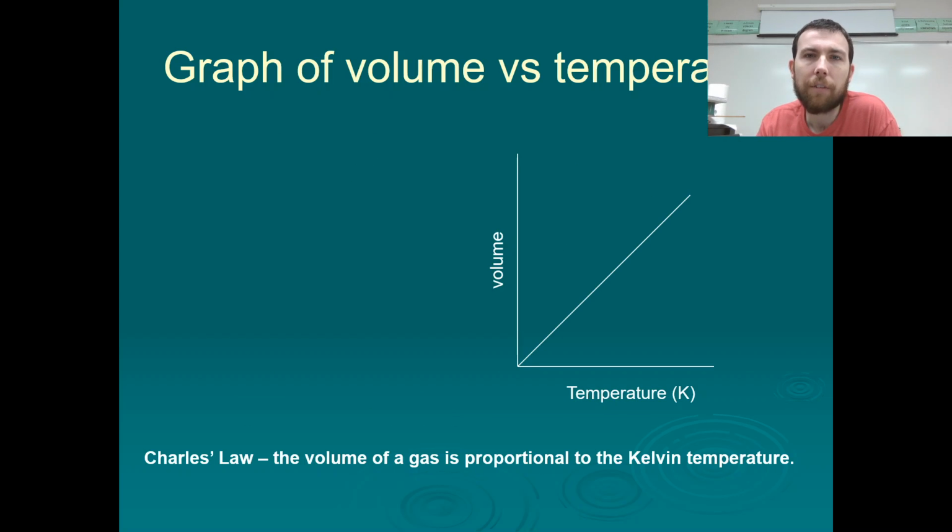Now, here's the graph of volume versus temperature. It's linear, and so that's how we're able to say, all right, because we have this linear relationship between volume and temperature, then we know that the volume of a gas is proportional to the Kelvin temperature. So as one goes up, so does the other, right? At any given point, if volume increases, assuming that pressure and amount of substance are being held constant, the temperature should be going up as well.